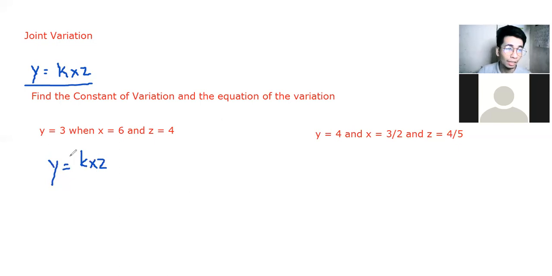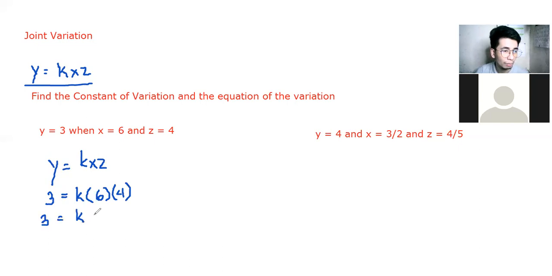Okay? Then, ang value ng Y natin is 3. Substitute lang natin is equals to K. So, K, then times 6, then times 4. Okay? So, wag natin gamitin yung tuldok at multiplication. Gamitin natin parentheses para hindi nakakalito. Then, multiply natin. 3 is equals to K, then times 24. Kasi 6 times 4, that is 24. Diba?